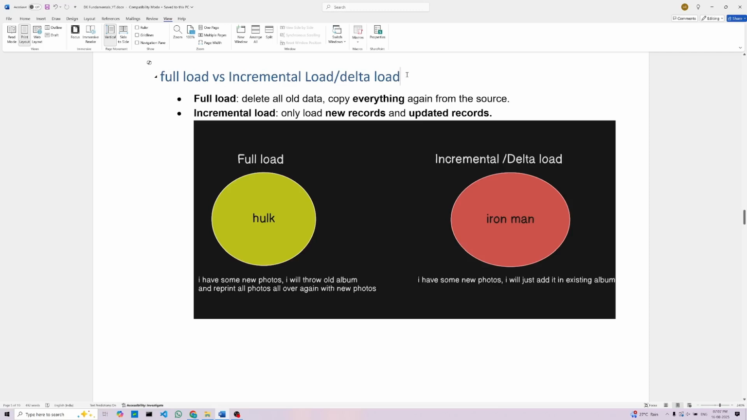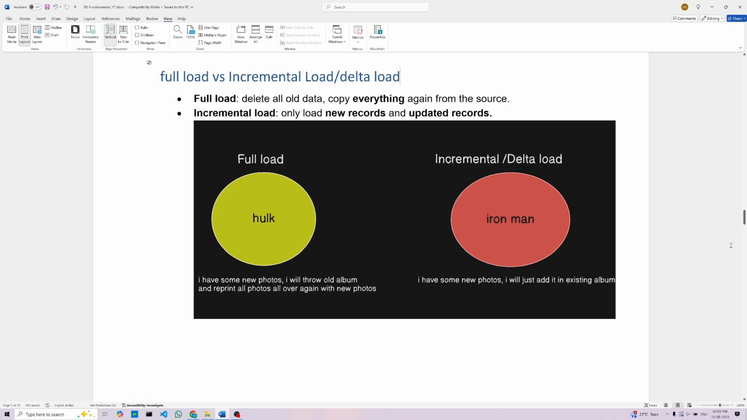Now full load versus incremental load. You can see the diagram. In full load you can remember Hulk. He is always angry. So let's say whenever he has some new photos, he will completely throw away the old album, and then reprint all the old photos along with the newly clicked photos. So he will delete the old one and then create it all over again, because he is always angry.